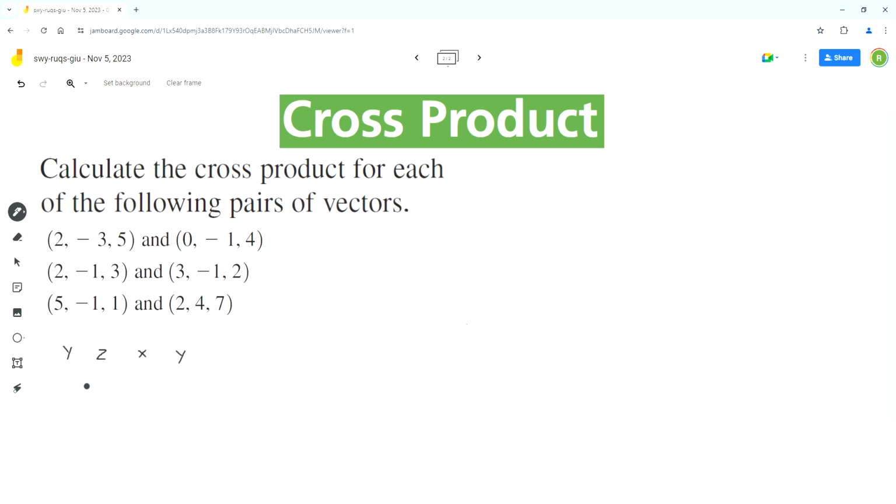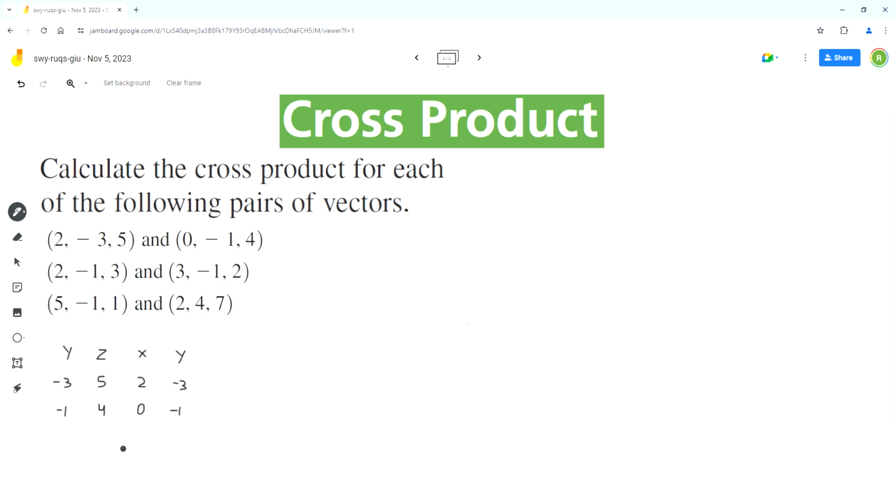So let's start with the first vector. Its y component is -3, z component is 5, x component is 2, and y component is -3. Now we can do the same thing for the second vector. Its y component is -1, z component is 4, x component is 0, and y component is -1.